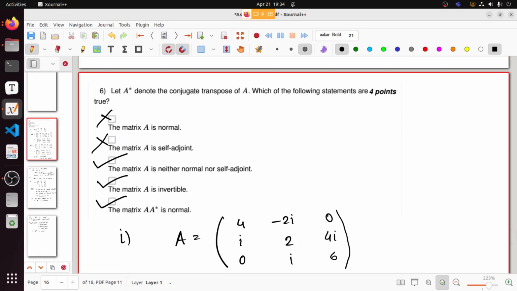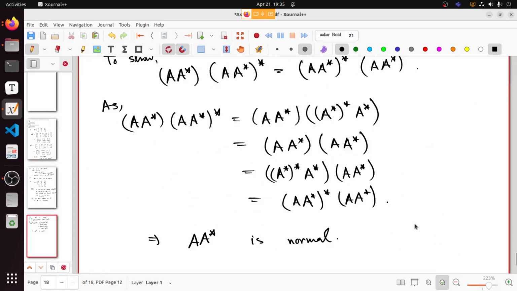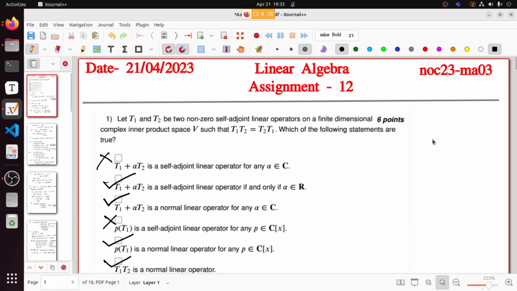Okay. So question number 6 is done, and this is the last question of this assignment. So assignment 12 is finished. And this finishes all the assignments of this course.